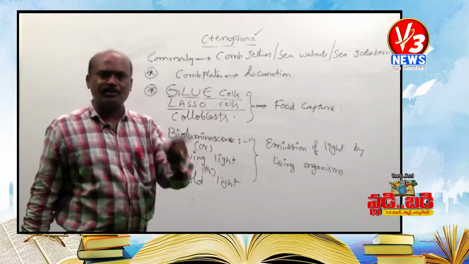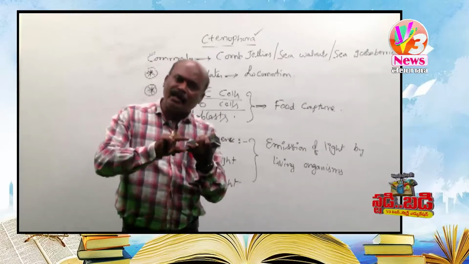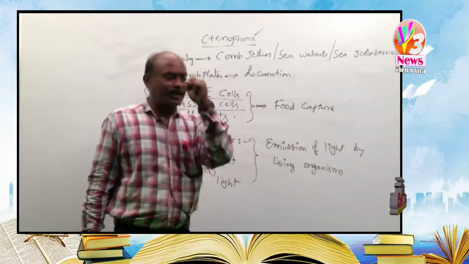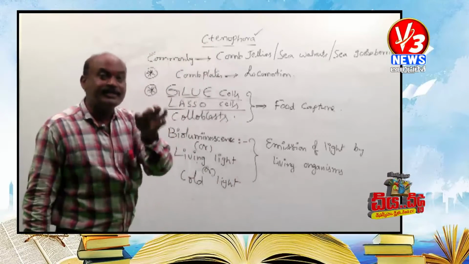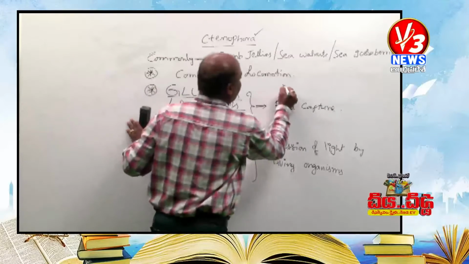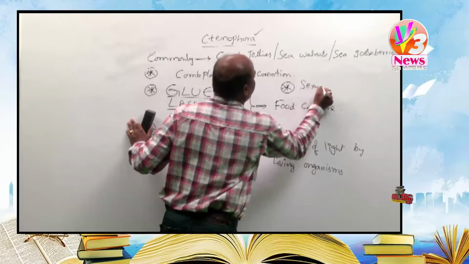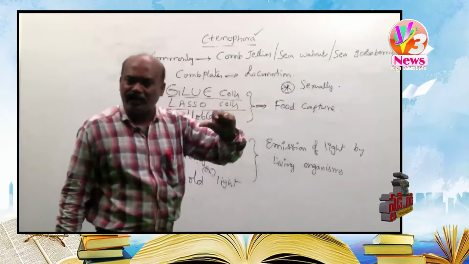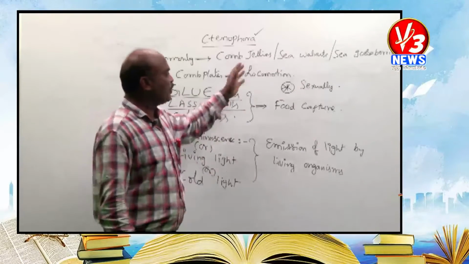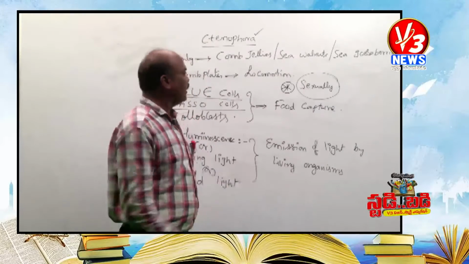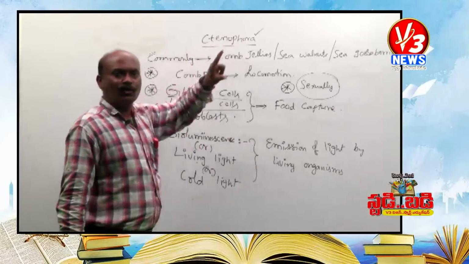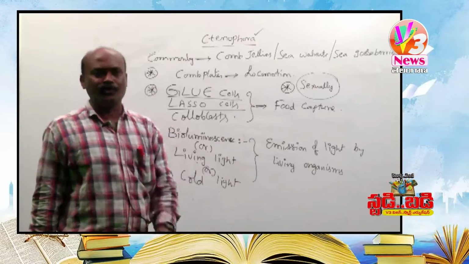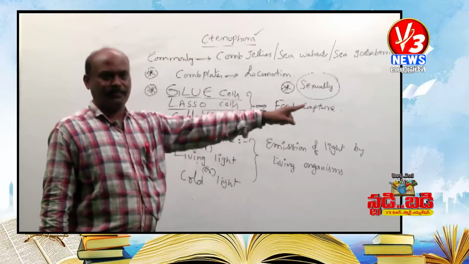Next, coming to the reproductive system. One more special character about the ctenophores that differs from the cnidarians. Yesterday we discussed the reproductive system of cnidarians: they can reproduce both sexually and asexually. But in ctenophores, only sexual reproduction occurs. Very important point. There is no asexual reproduction in ctenophores. This is a different character from the cnidaria. They reproduce only sexually.